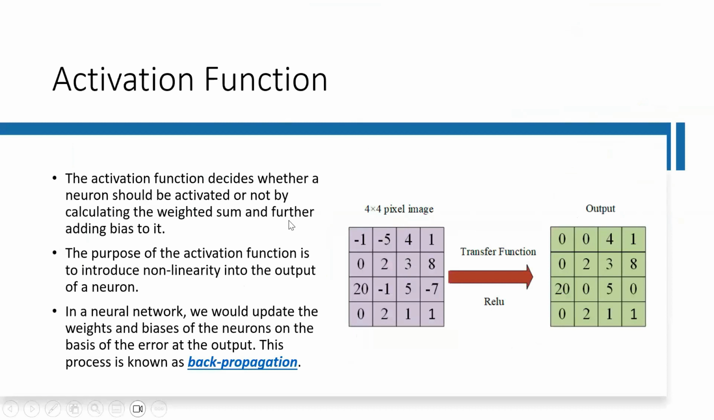So let us have some more detailed insight into activation functions. What is the purpose of the activation function? Why do we need an activation function, and what is the best activation function? An activation function basically decides whether a neuron should be activated or not. You can imagine your human brain.